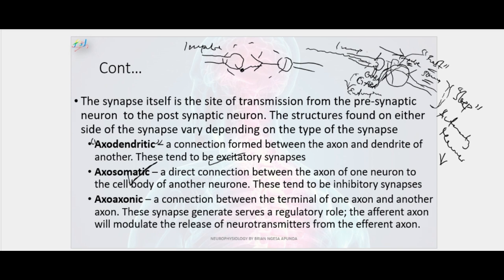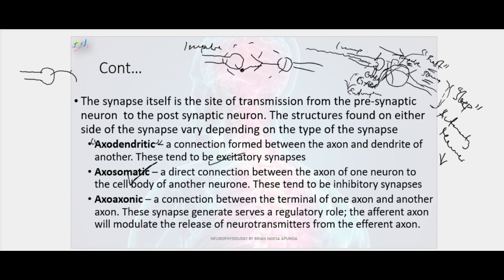So we can also have the axoaxonic interaction. That means you are having an axon where you'll ordinarily anticipate a dendrite, there's another axon. But for it to be more practical, I normally tend to think of it as a neurotransmitter being released, because it will be difficult to get this kind of association. But this is more of a physiological association.